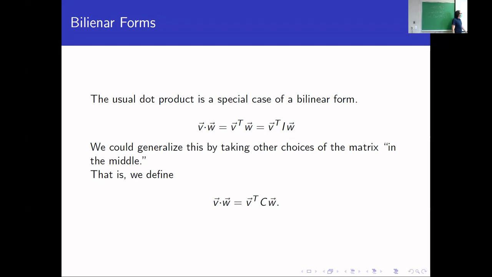Now, the thing that gets hidden with the usual inner product is that there's a little identity matrix that we normally don't write sitting there in the middle. So a generalization of that would be to put different matrices in the middle. So generalize this by taking other choices of matrices. We'll redefine our inner product to look like that.